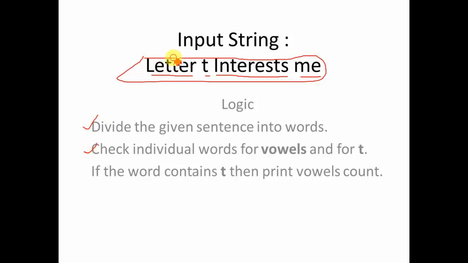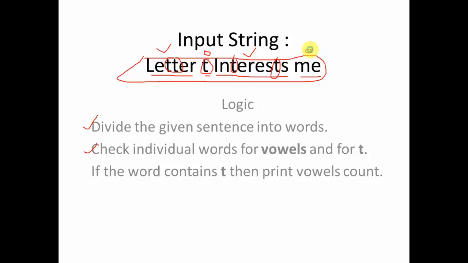Letter contains T 2 times, and T is a word which contains it only 1 time, and interests contains T twice, and me doesn't contain any T. So let's search for vowels. Letter contains vowels, T has no vowels, interests contains vowels, and me contains a vowel but does not contain T.